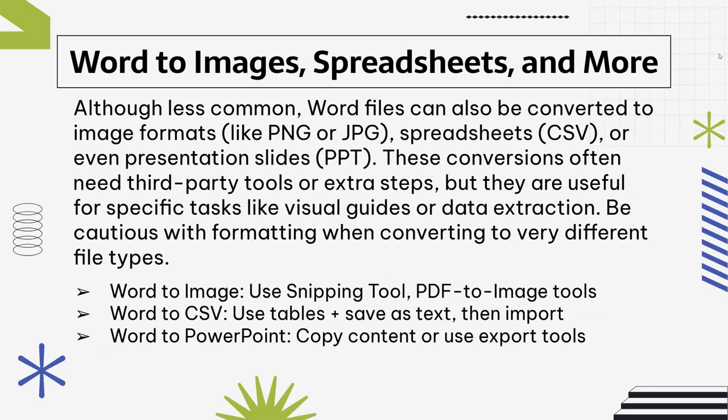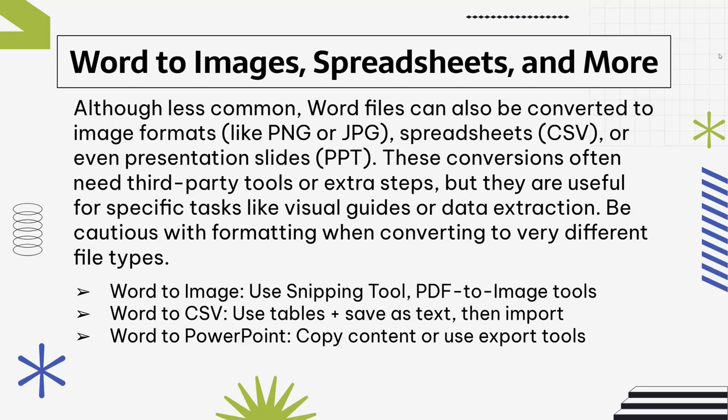And here's some more unique, I guess, options. Although less common, Word files can also be converted into image formats like PNG or JPG, spreadsheets, CSV, or even presentation slides like PPT. And don't worry if these names are a bit confusing. These are just the acronyms used. So if you want to think of image formats, think PNG or JPG, but that's just the acronyms, nothing confusing. These conversions often need third-party tools or extra steps in some cases, but they're useful for specific tasks like visual guides or data extraction. Be cautious with formatting when converting to very different file types.